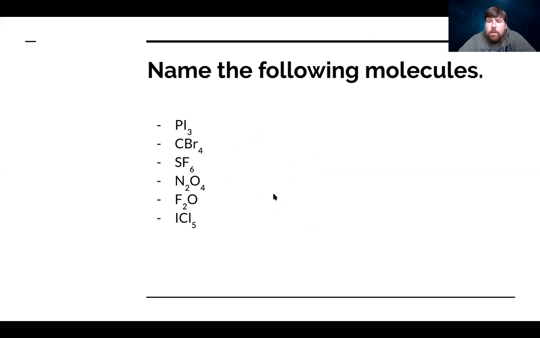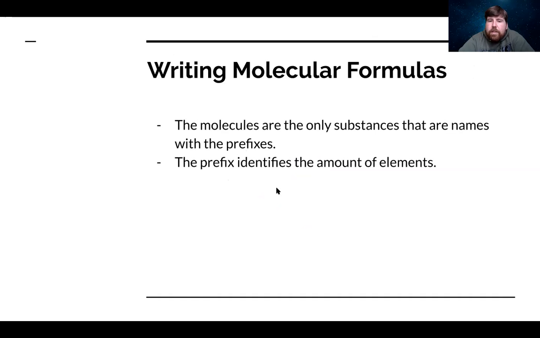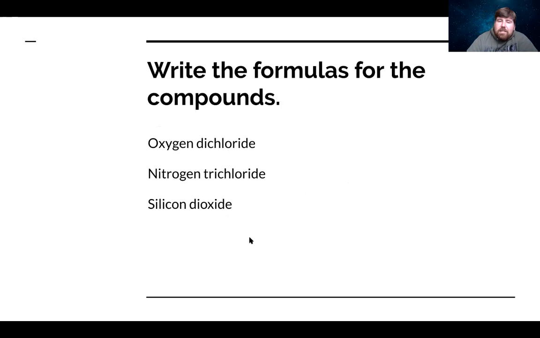So with that being said, we want to be able to go the other way. We want to be able to write the formula given the name. So writing molecular formulas requires us to still know the prefixes. But what's really nice is when you say the name, it pretty much just tells you the number and type of elements that are there. So what I mean by this is the molecules are the only substances that are named with prefixes. And the prefixes, once again, mono, di, tri, are only for molecules. And the prefixes indicate the amounts of the elements. It's really straightforward. It's a nice system that we have.